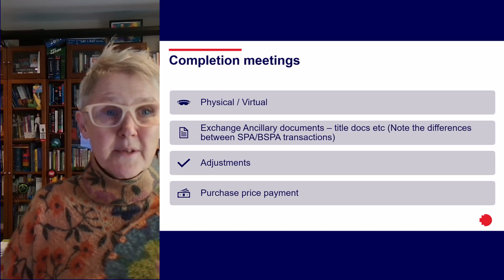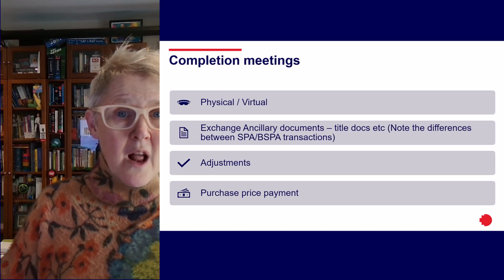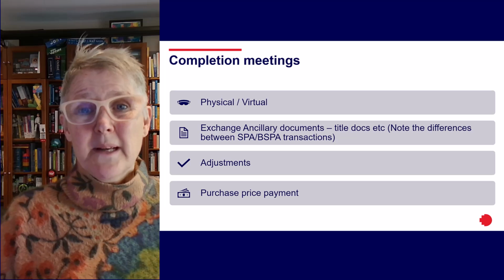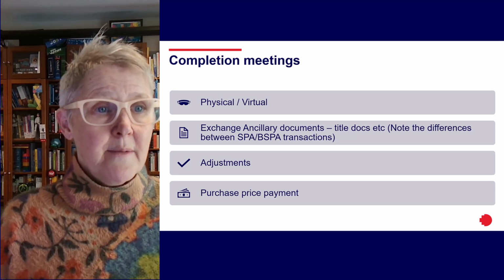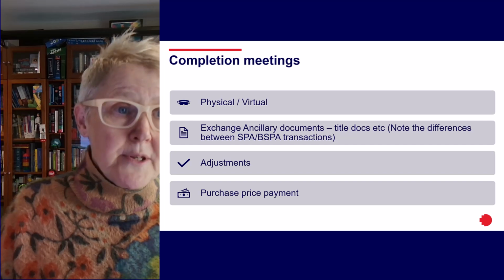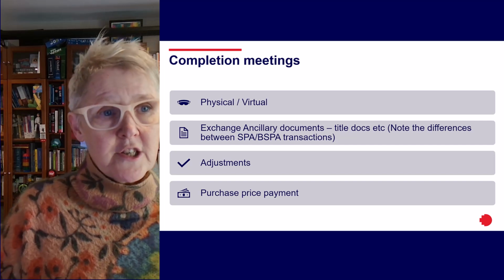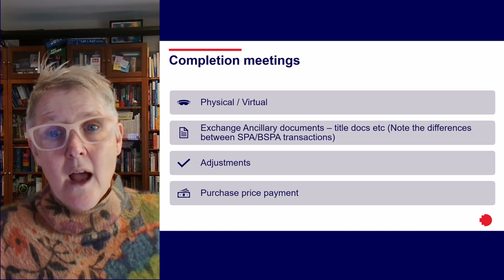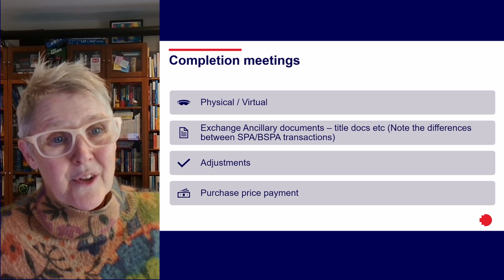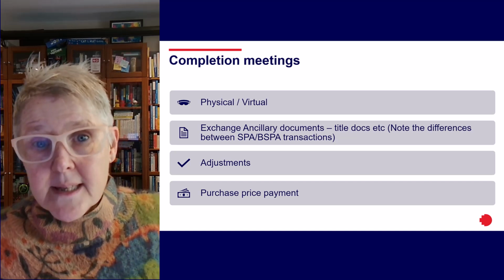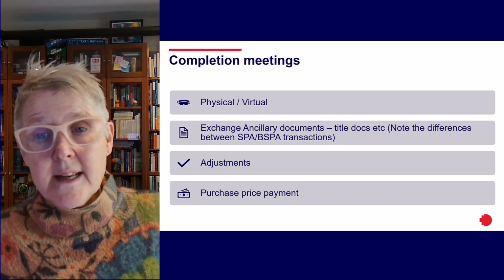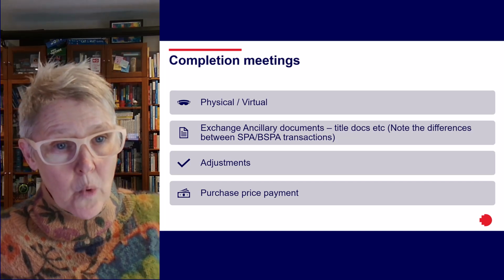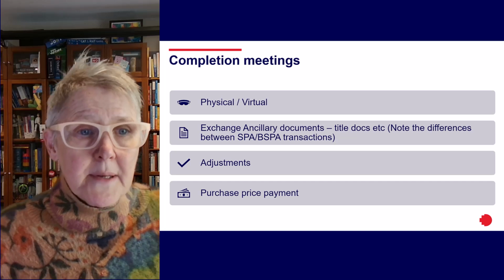Completion can occur simultaneously with execution, as I mentioned before, but that requires an unconditional agreement. But in most cases, there's a split between the execution or the signing of the agreement and the completion process to allow time for the satisfaction of those conditions precedent. As I mentioned, completion meetings can occur physically or virtually. Whether they're long or short will really depend on the complexities of the transaction, the kind of business that the target is running, and the extent to which any legal or practical difficulties have arisen in that intervening time between exchange and completion. So what happens at the completion meetings?